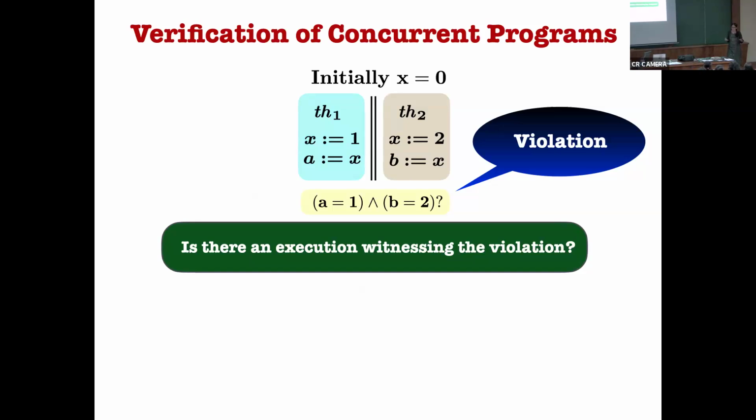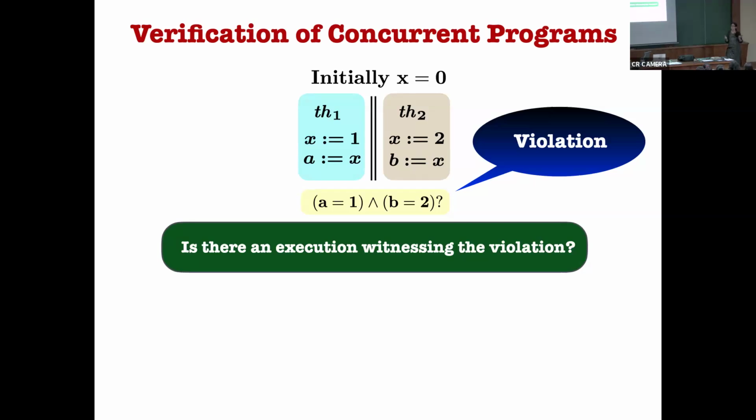So the input is going to be a program and an assertion. Both of these are the inputs. You have to write an algorithm which will check at the end whether this program has an execution which actually witnesses this bad property or not. This is the verification problem.